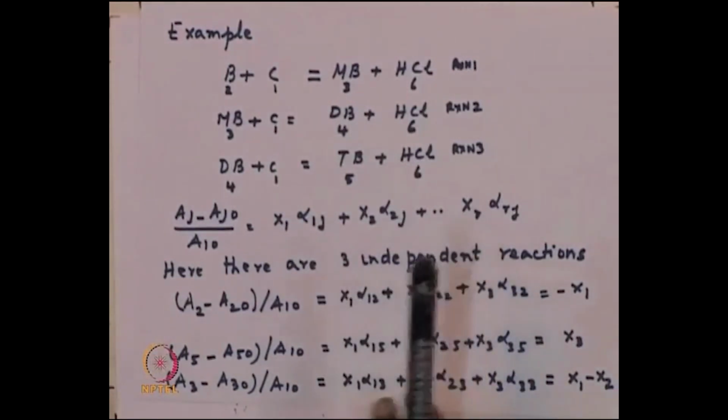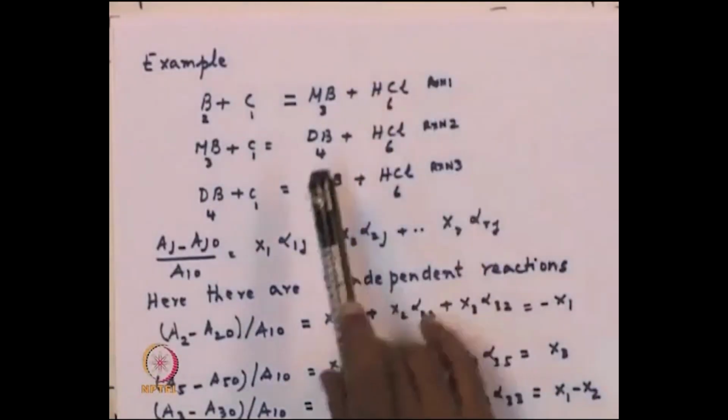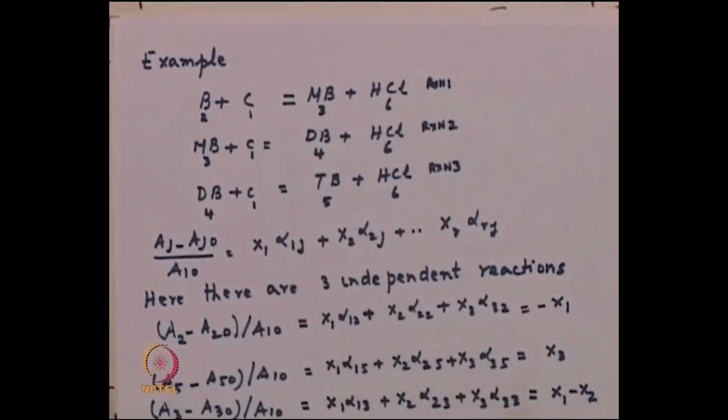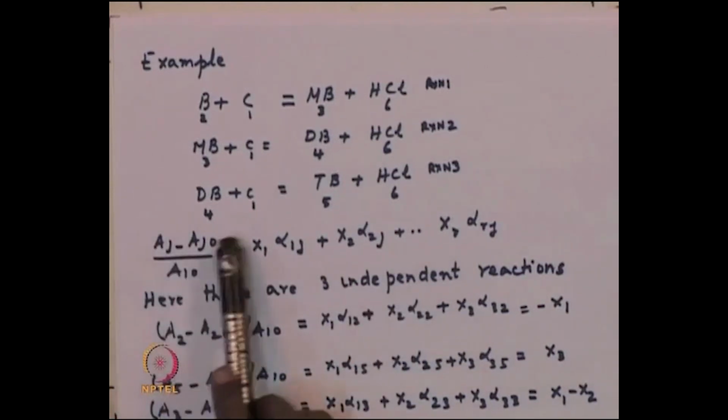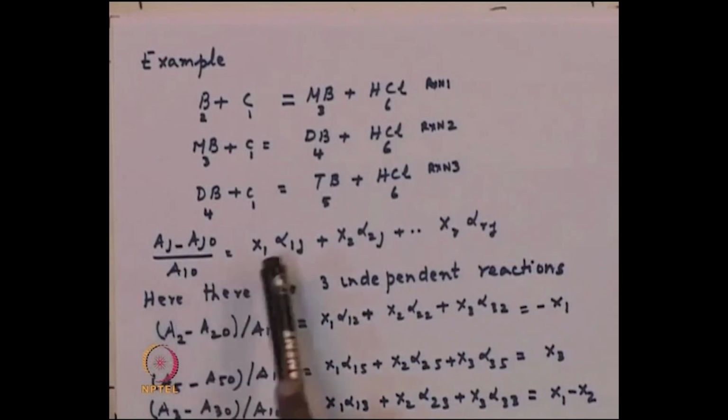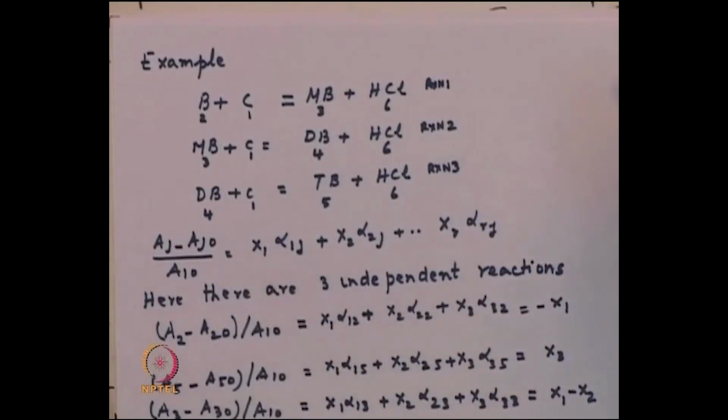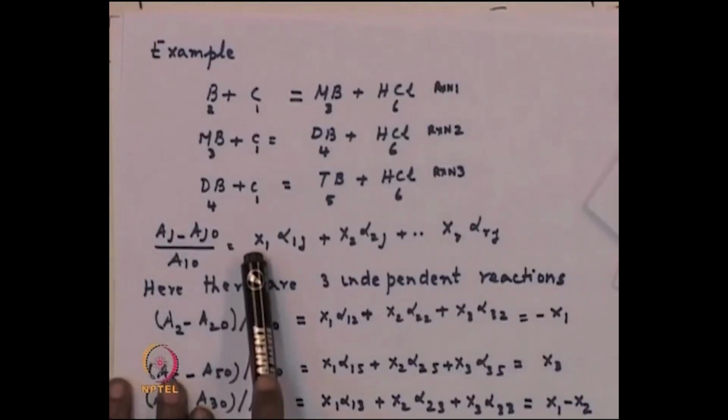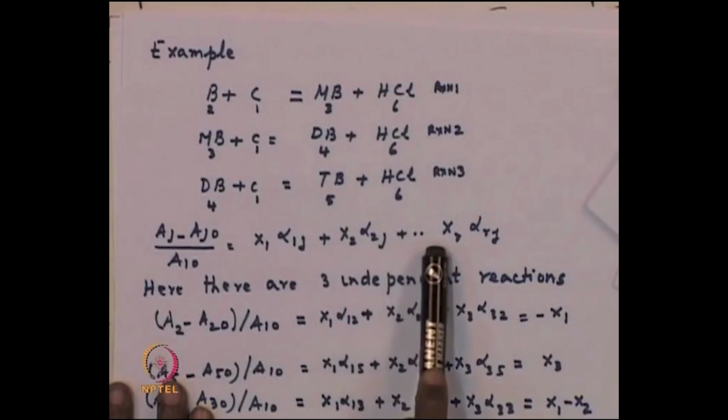Now, the question that we have to address is, how do you write the stoichiometric table for this multiple reaction? We want to write the stoichiometric table and hence express the concentration of all the relevant species in terms of conversion, which we can measure. How do we do this? What is done here is that you write the material balance: A j minus A j 0 by A 1 0 equals x 1. Just recall our equation: A j minus A j 0 is x 1 alpha 1 j, x 2 alpha 2 j, up to x r alpha r.